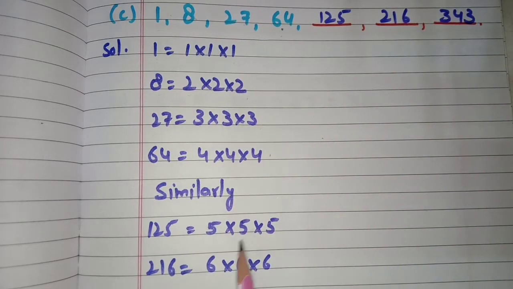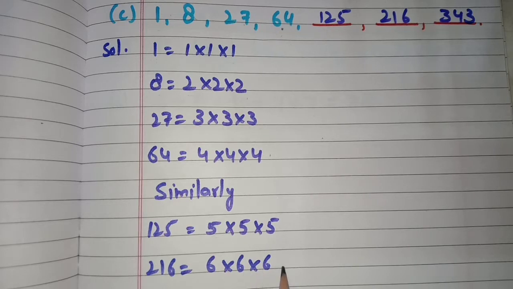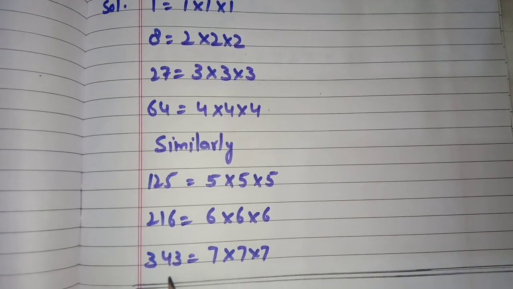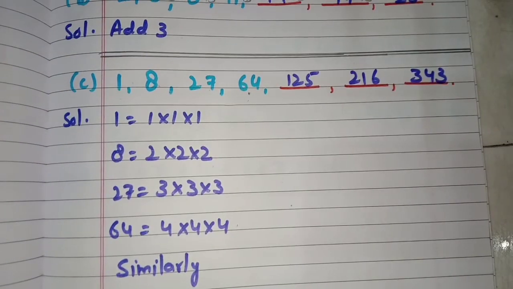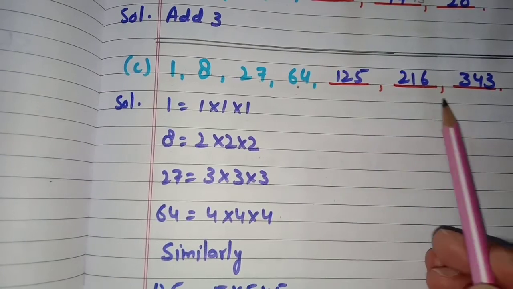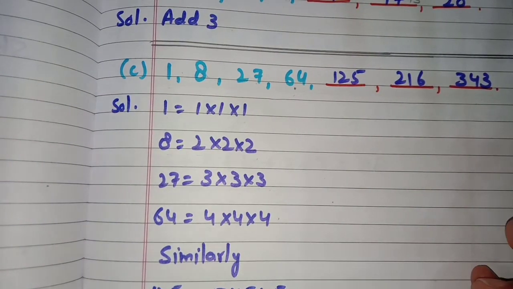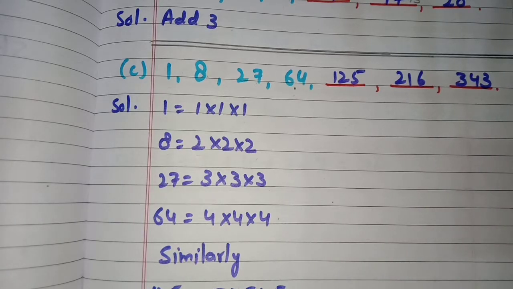So after 4, multiply the next number 5 three times, we will get 125. Then 6 three times will give us 216, and then 7 three times will give us 343. So the next three terms will be 125, then 216, and then 343. So this is how we can write the next three terms in this question.